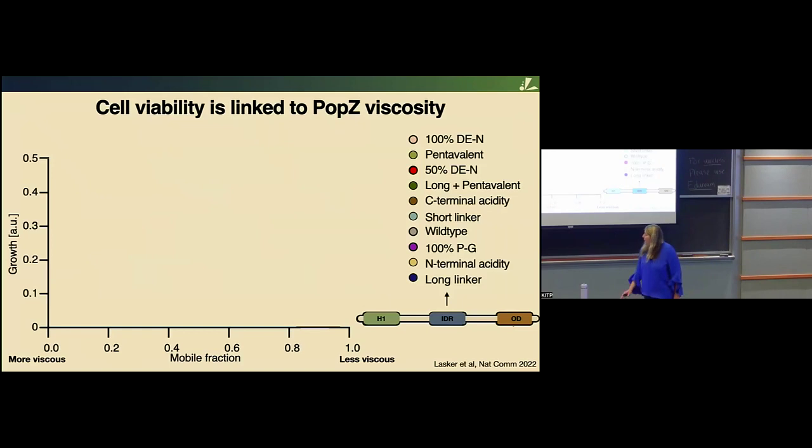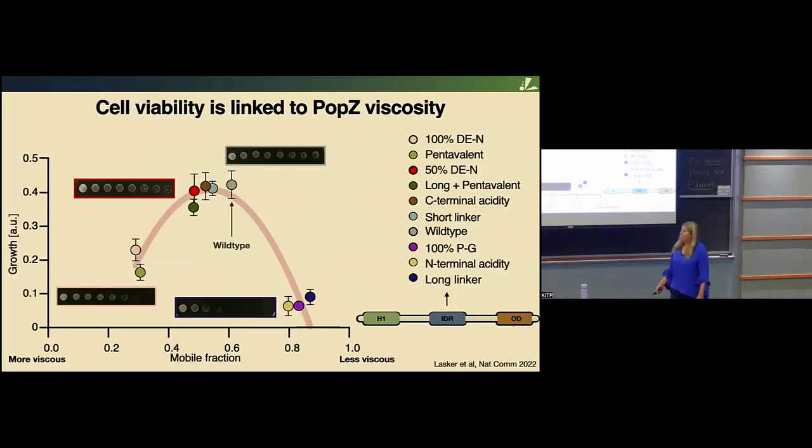And on the y-axis, we're measuring growth by serial dilution. What we found was very interesting for us: there is a Goldilocks effect. If you're too liquid or too solid, basically the cells die. But if you're in the right regime of viscoelasticity, the cells grow great. And I just want to give you one glimpse of what's actually happening, and we're going to look at the super liquids.